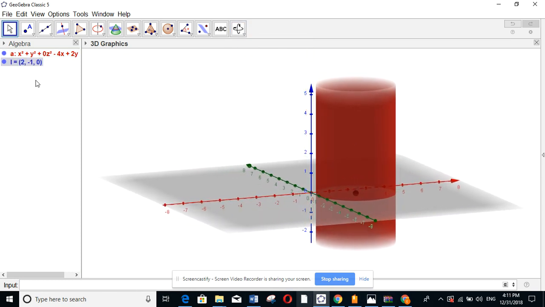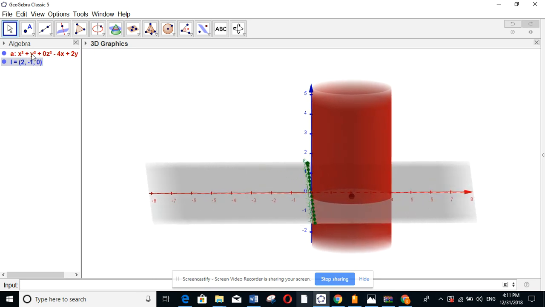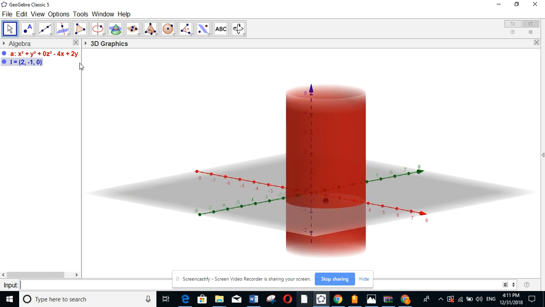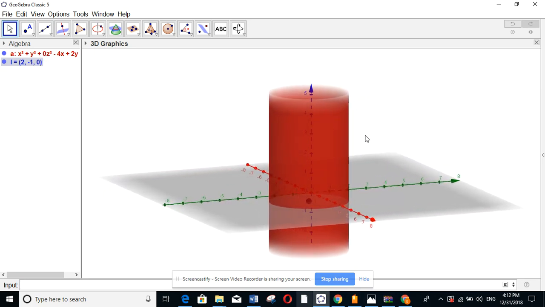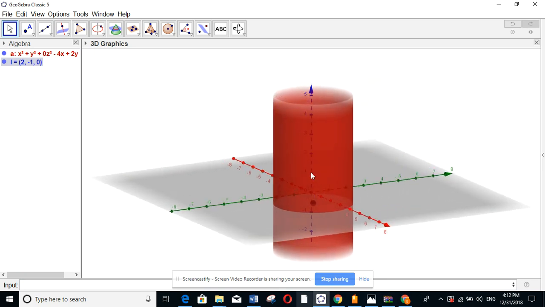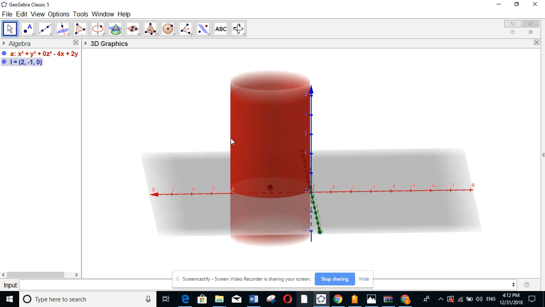This cylinder is perpendicular to the xy plane, as we did before, and parallel to the missing variable, which is z. So this is the z axis. You can see it here. This is the z axis. It's parallel to the z axis and perpendicular to the xy plane.